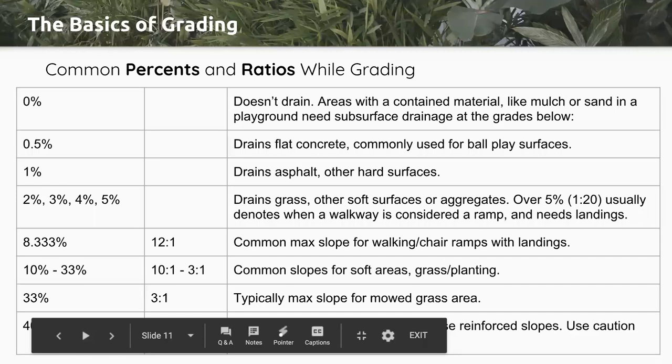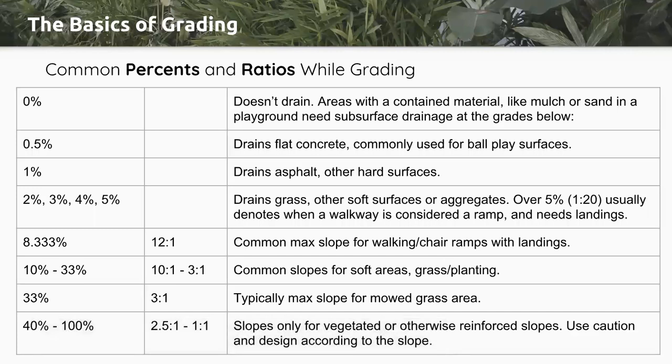So the first thing I want to note before we get into some of the ways that you can grade different areas would be some common percents and ratios that we just learned that you might use to grade those areas. And the biggest concern is basically the flow of water, and then also the safety of that area.